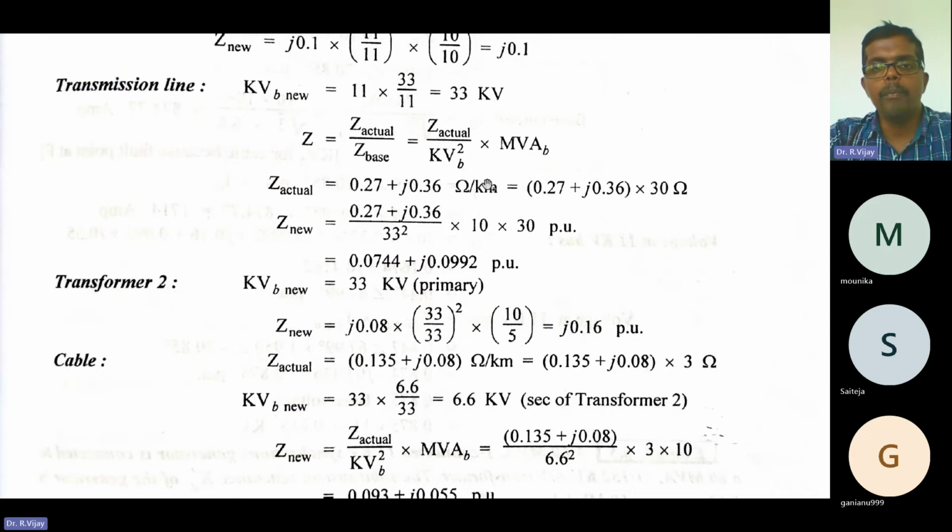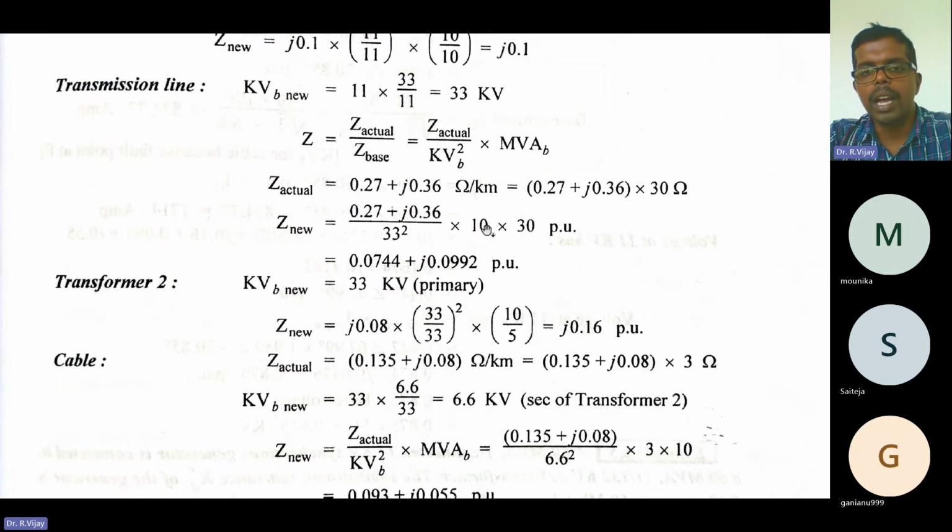It is in ohms per kilometer, and we are converting that into ohms. So what is the Z new value? Z new is equal to Z actual, that is (0.27 plus j into 0.36) into 30, divided by KVB squared over MVA base. Here KVB squared, that is the base kV squared, is 33 kilovolt squared, as we have already seen, into MVA base. MVA base is 10 MVA, because already we have seen we take the base MVA as 10 MVA.